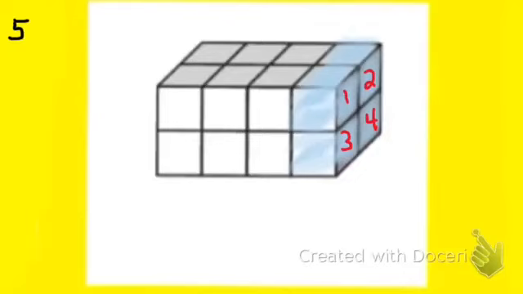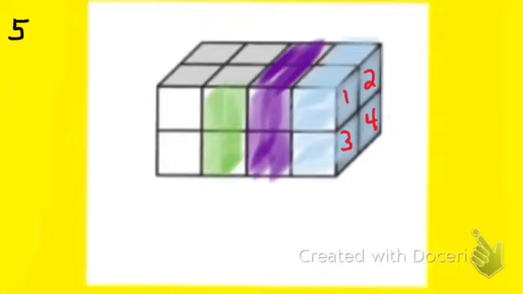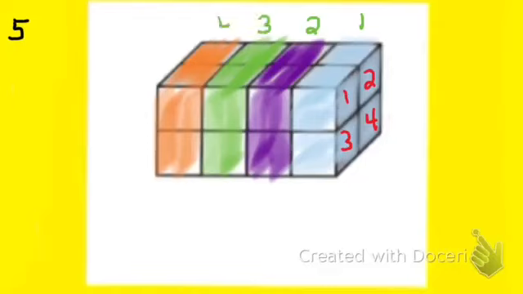But if I'm looking at it from the side view, behind that there's another row of 4 cubes as well, and behind that there's a third row of 4 cubes as well, and behind that there's a fourth row of 4 cubes as well. So I have here 1, 2, 3, 4 rows, each with 4 cubes.